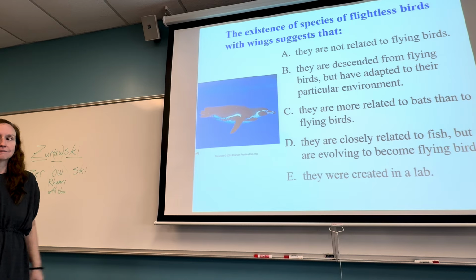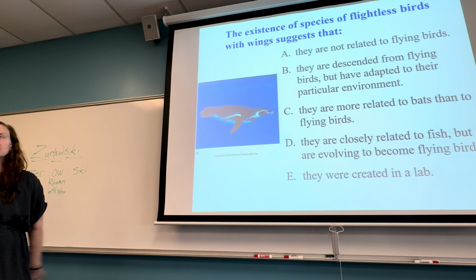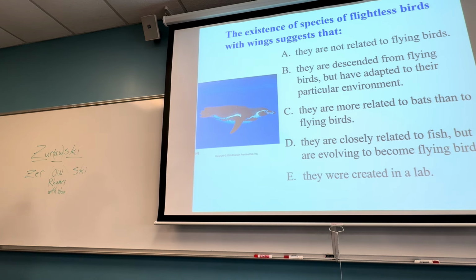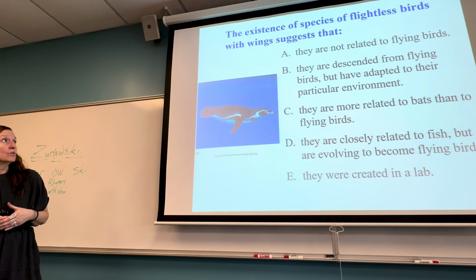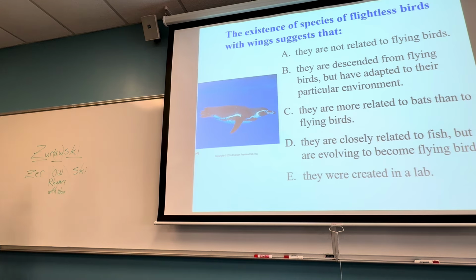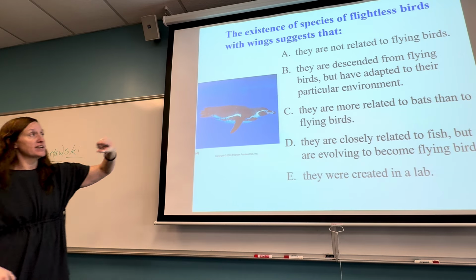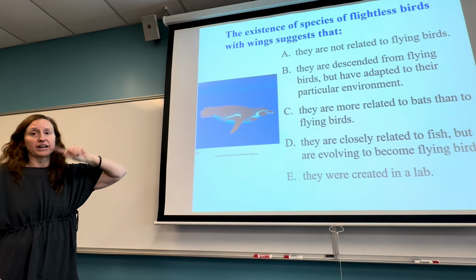Okay, so I like to pepper in questions that are similar to questions that will be on your exams. Your exams are multiple choice exams. I like to teach you how to approach multiple choice questions. So let's take a look at this question. The existence of species of flightless birds with wings. So again, birds that have wings but they don't fly. What does it suggest? Does it suggest they are not related to flying birds?